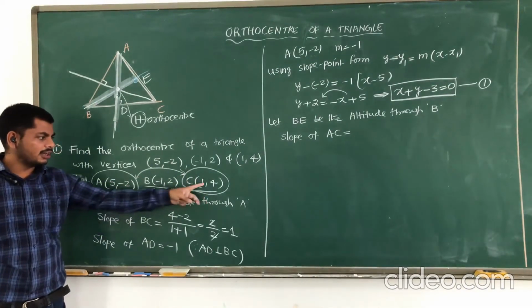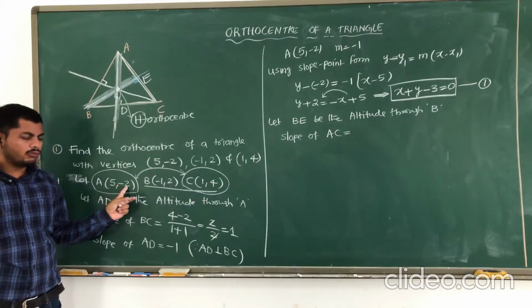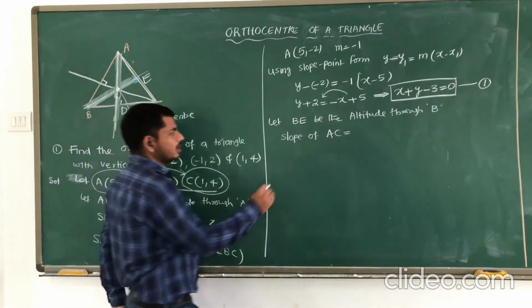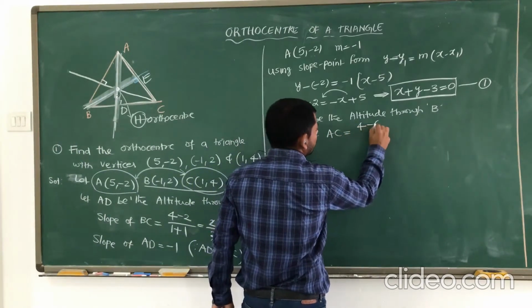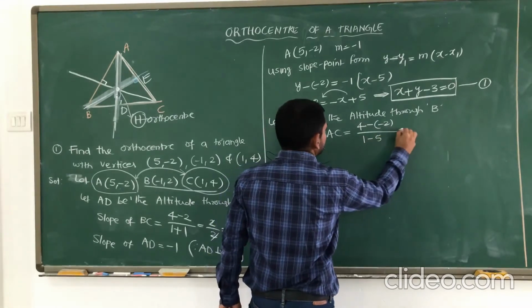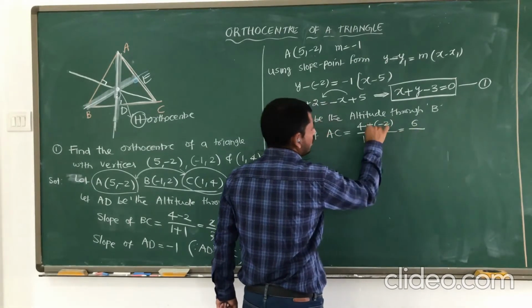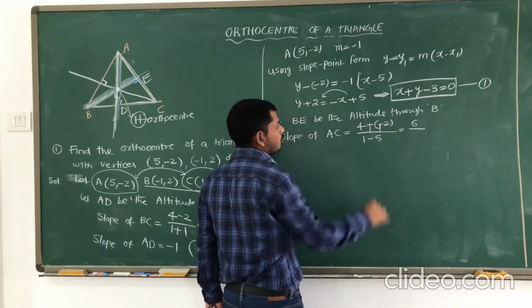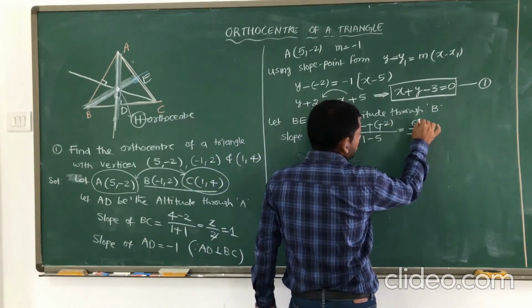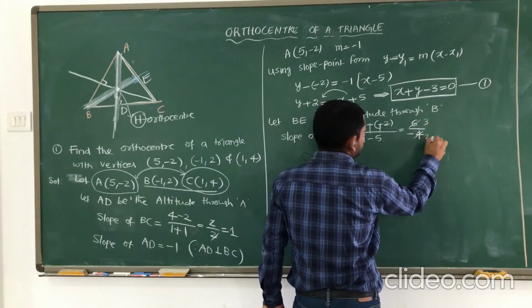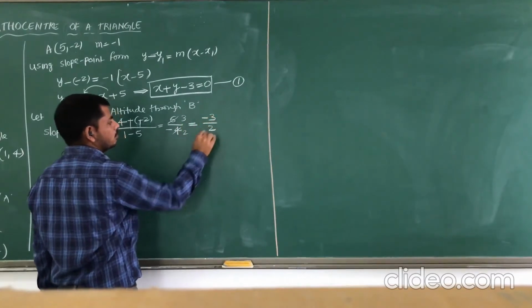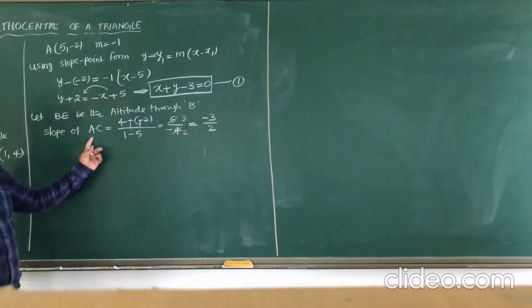Slope of this AC line is (y2 minus y1) by (x2 minus x1), which is 4 minus of minus 2 by 1 minus 5. Slope of AC is 4 minus of minus 2 by 1 minus 5, which is equal to 6 by minus 4, since 4 plus 2 is 6 and 1 minus 5 is minus 4. On reducing by 2, it is equal to minus 3 by 2. This is the slope of AC line.